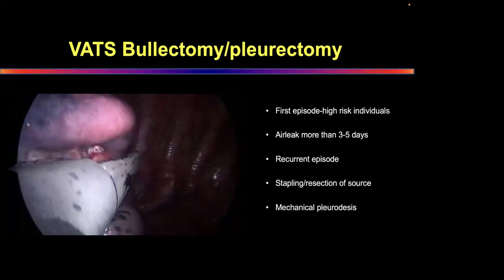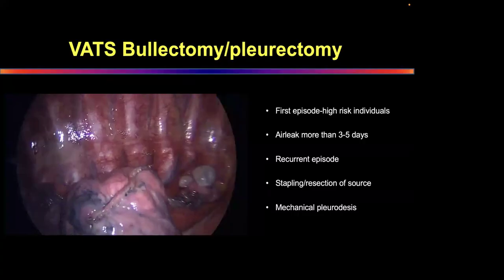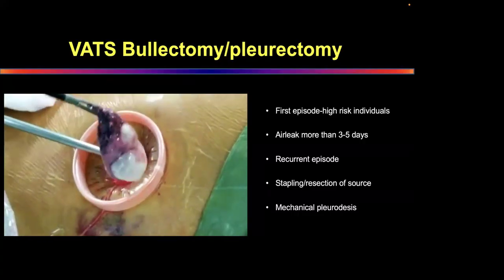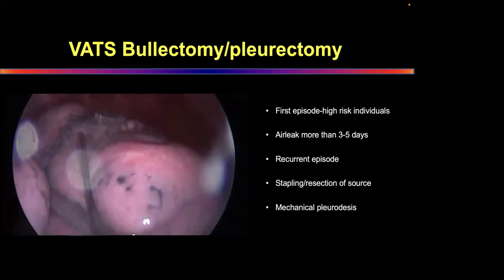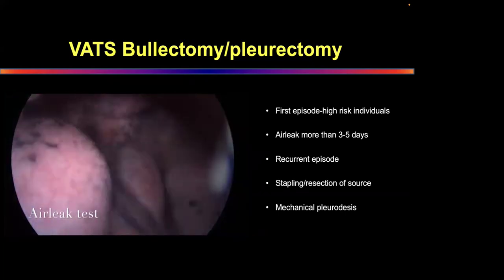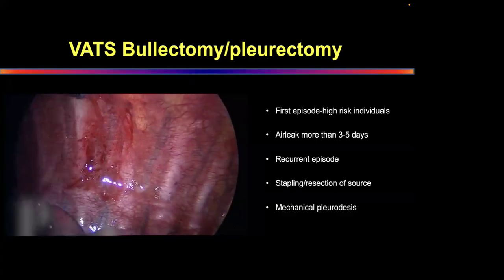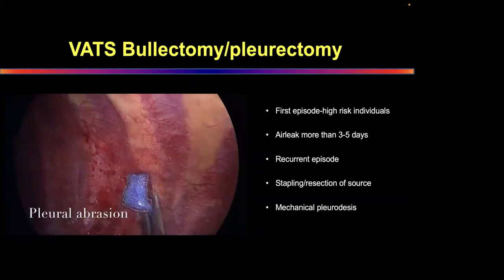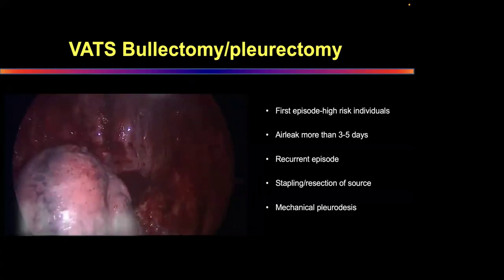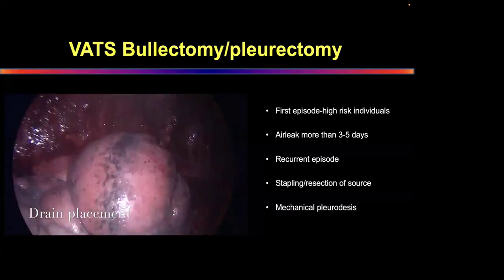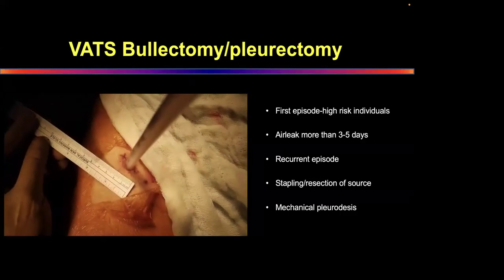In surgery, we do it by single port, go in and control the source by stapling of the bulla, which is commonly seen at the apex or the apical segment of the lower lobe, and then to prevent the recurrence, we do mechanical pleurodesis. In my experience, I have never had any recurrence of pneumothorax after performing this procedure. The patients are usually discharged after 48 hours without any drain. So this is the size of the incision, as you can see.